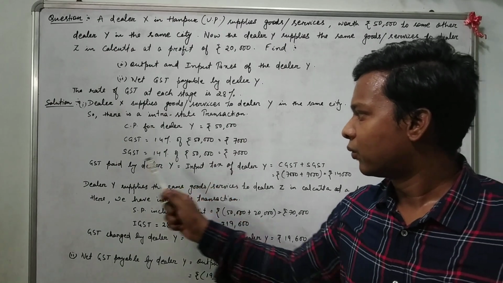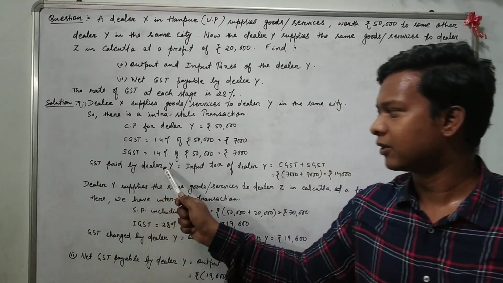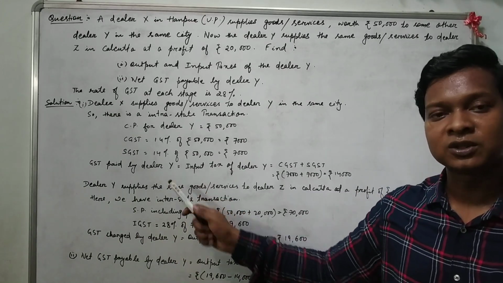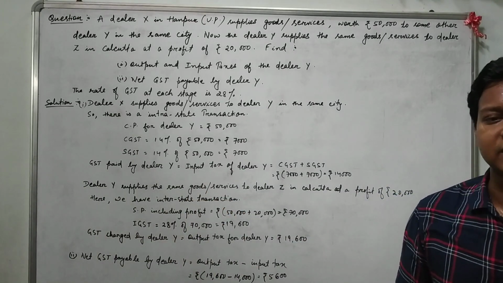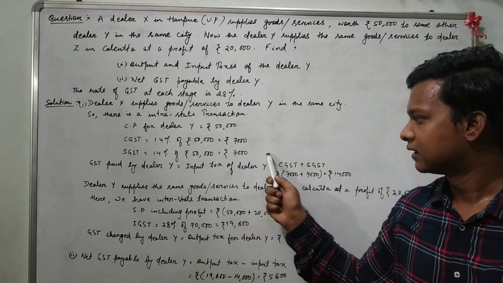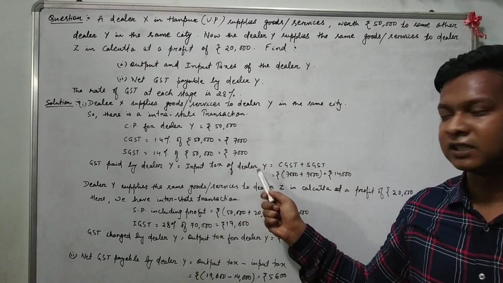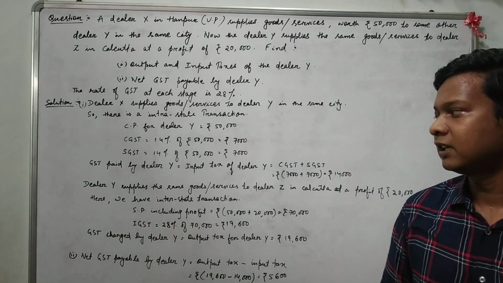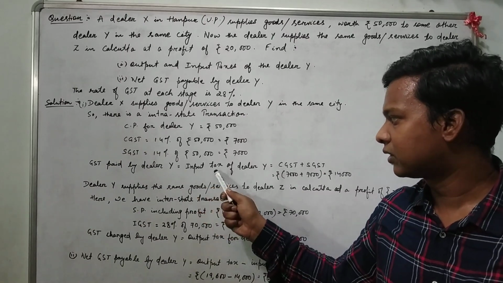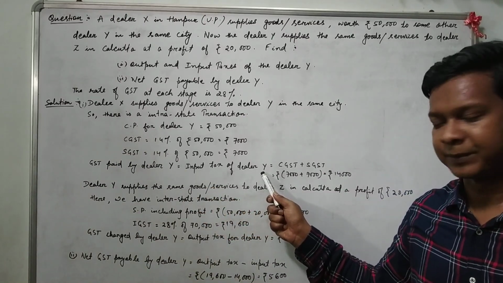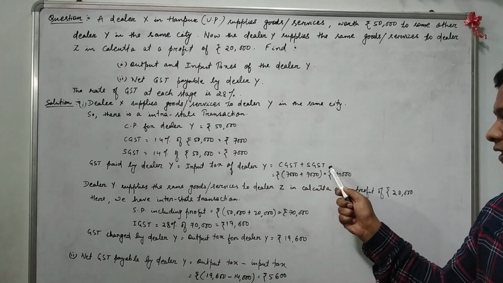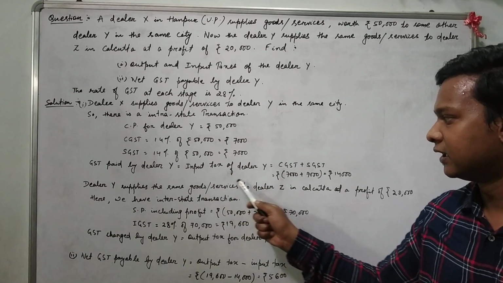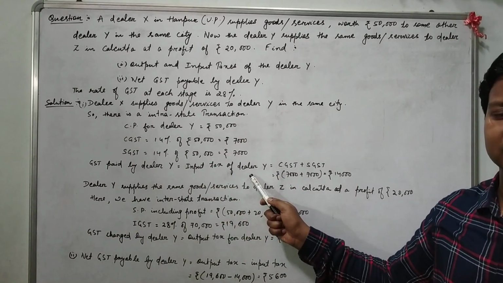So, now we can find out what is the total GST paid by dealer Y. Total GST paid by dealer Y is equal to input tax of dealer Y. That means whatever tax the dealer Y is paying as GST is deposited with the government, and that amount is also known as input tax of dealer Y. That is equal to CGST plus SGST. 7,000 plus 7,000, 14,000. 14,000 is our input tax of dealer Y.